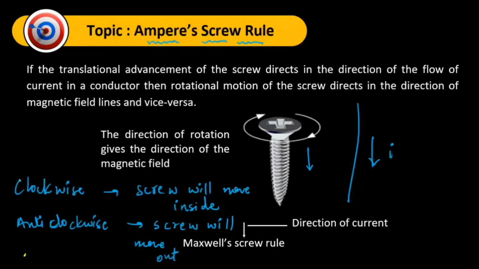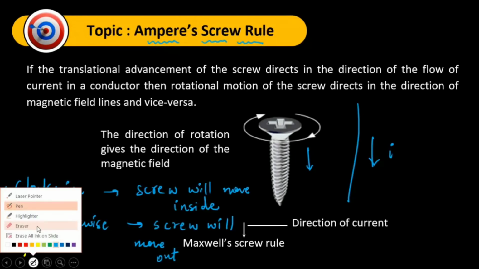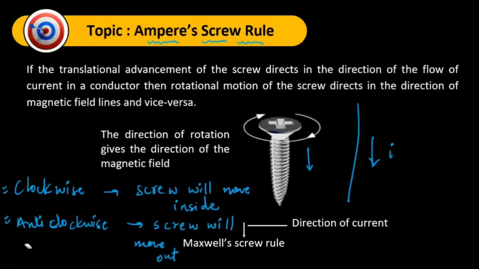And we are going to use these two rules in order to find out magnetic field in different situations, as in through different conductors, that we will talk about for the field lines.